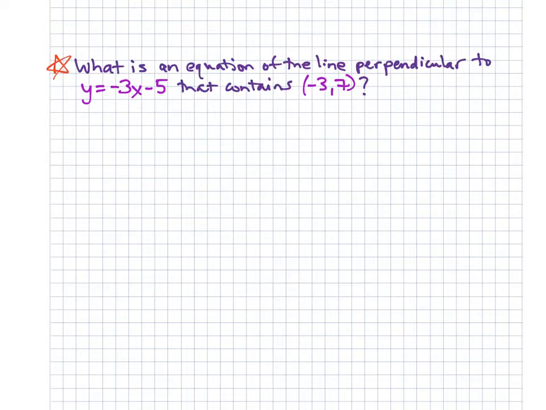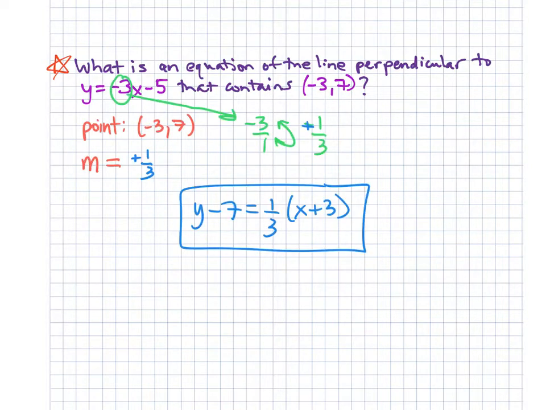Okay, so try this one on your own. What is an equation of the line perpendicular to y equals -3x minus 5 that contains the point -3, 7? So push pause, try this on your own, and then check back for the solution, and then we'll be done. Okay, hopefully you got y minus 7 equals 1/3 times the quantity x plus 3. Since here the slope would be -3, and to make it a perpendicular slope, -3/1, if you flipped them, would be 1/3, and then change the sign to be positive.